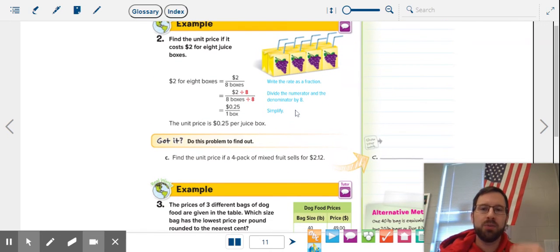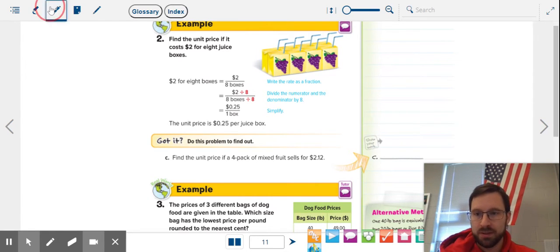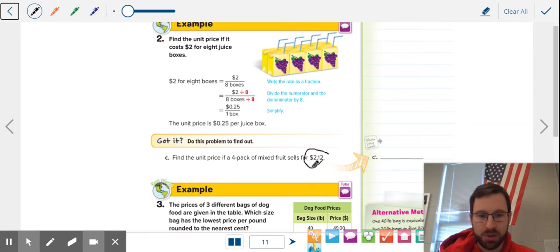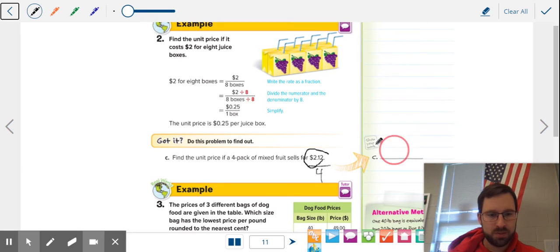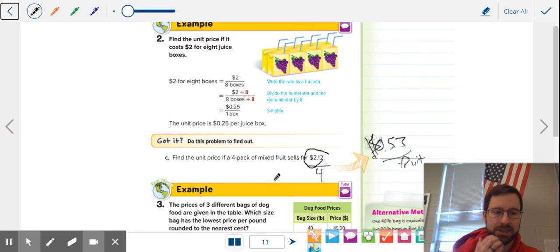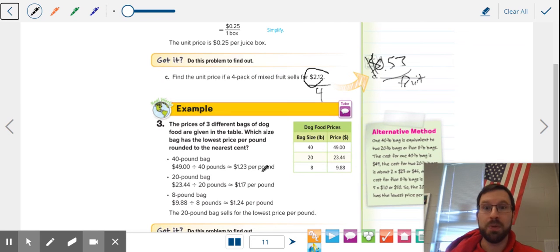All right. Now, if you take unit rates and apply it to money, purchasing things, we call it unit price. For unit prices, you have to have the money first always. So I'm going to take that and we're going to put it over how many are in a pack. There's 4 in a pack. So we're going to take $2.12 divided by 4. I get 53 cents. I'm going to use a $ sign because it's a decimal, per fruit. It's a mixed fruit, so it could be oranges, apples, bananas, whatever. Clementine. Ooh, mango. Let's get tropical.